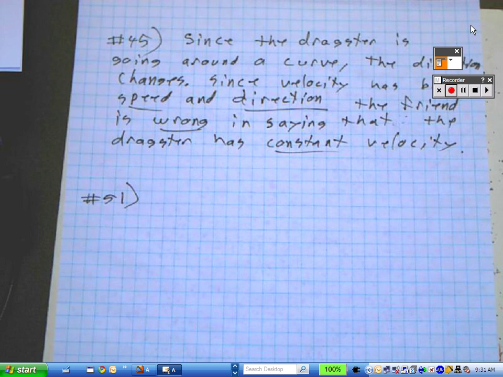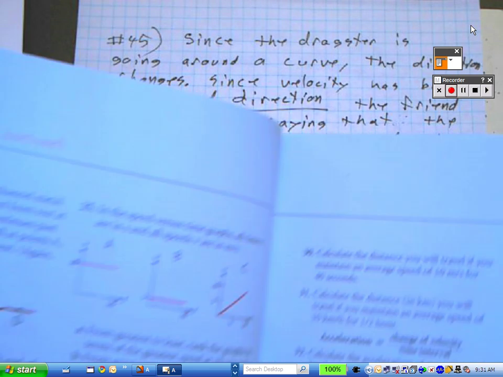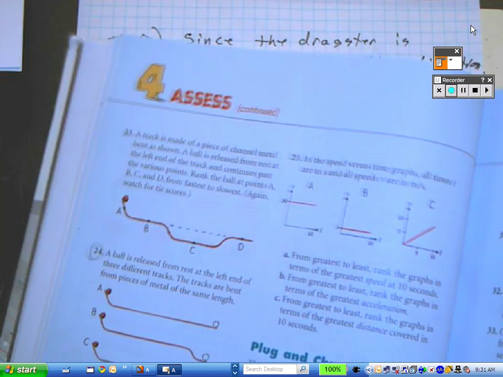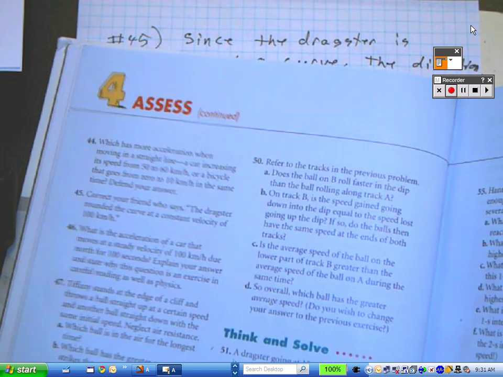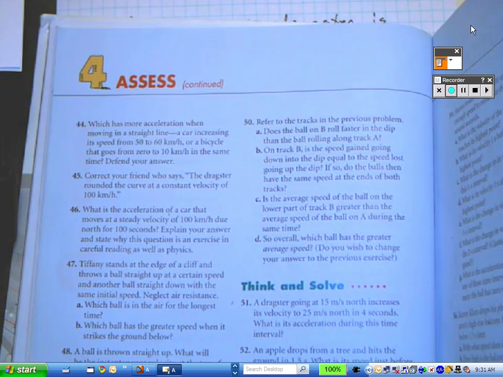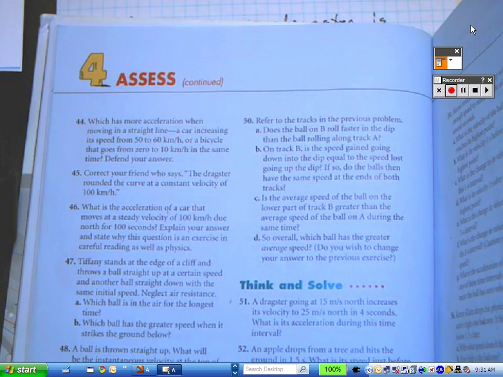So basically, when you see the textbook assignment, you'll see two different kinds of problems. One would be an idea kind of question, a question that doesn't necessarily have numbers attached, but ideas. Let me give you an example. Just kind of randomly as we look in the book, you will see questions like number 45 on chapter 4. And it says there, correct your friend who says the dragster rounded the curve at a constant velocity of 100 kilometers per hour.